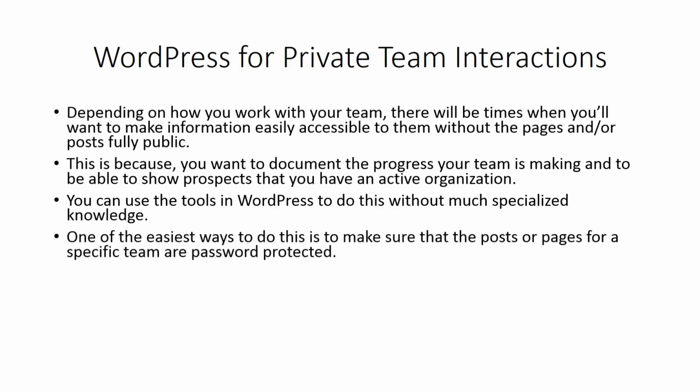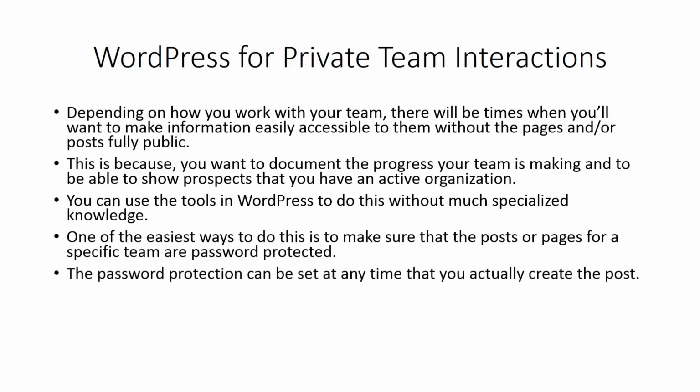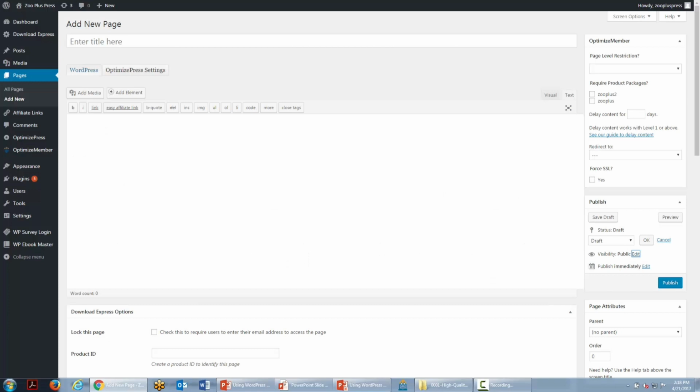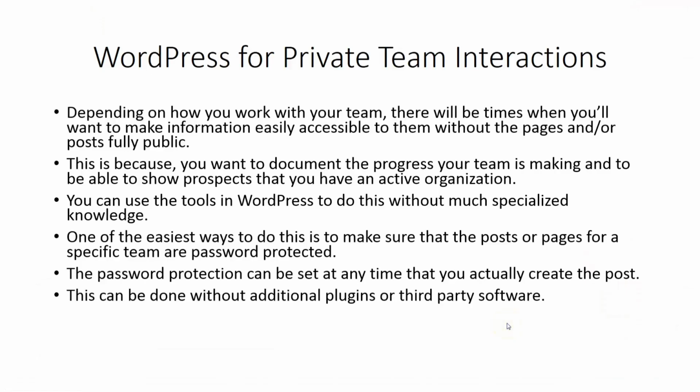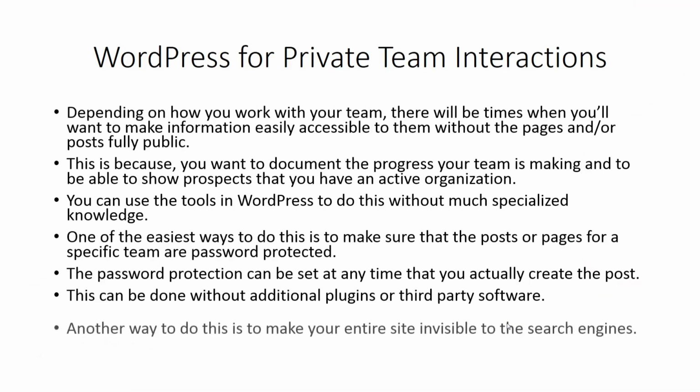One of the easiest ways to do this is to make sure that the posts or pages for a specific team are password protected. The password protection can be set at any time that you actually create the post. As you can see, when you're creating a post, you can go to the visibility section, and all you need to do is to click password protected. Now this can be done without additional plugins or third-party software.